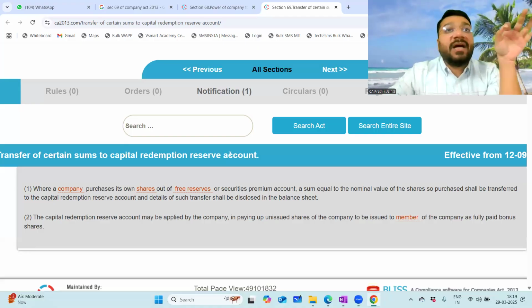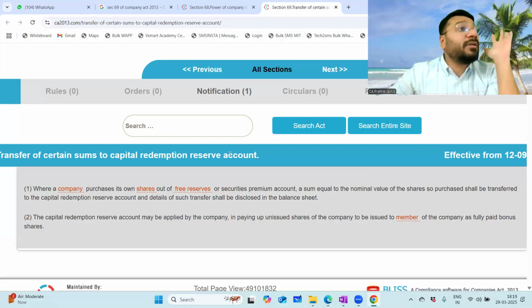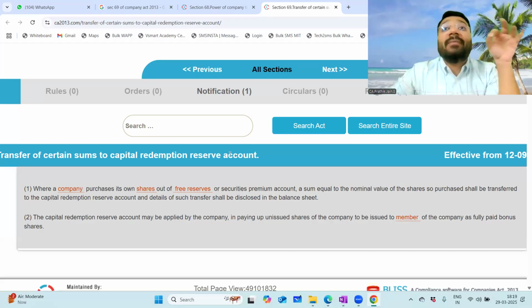So section 69 talks about the utilization of CRR. The money which is lying in the CRR account, what can be done with that money is the description given in section 69.